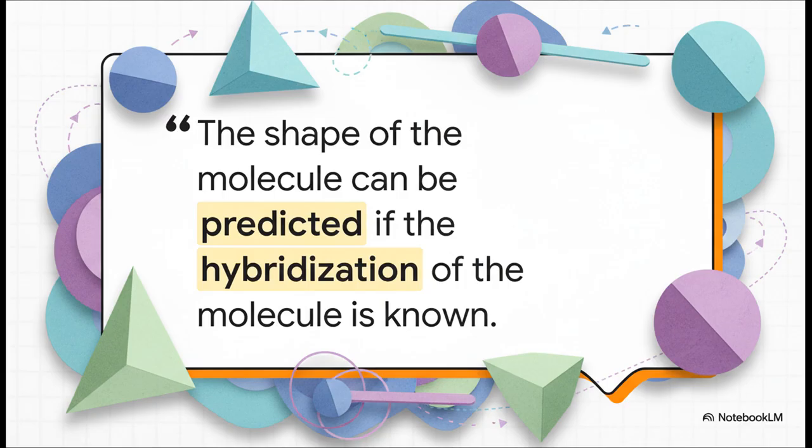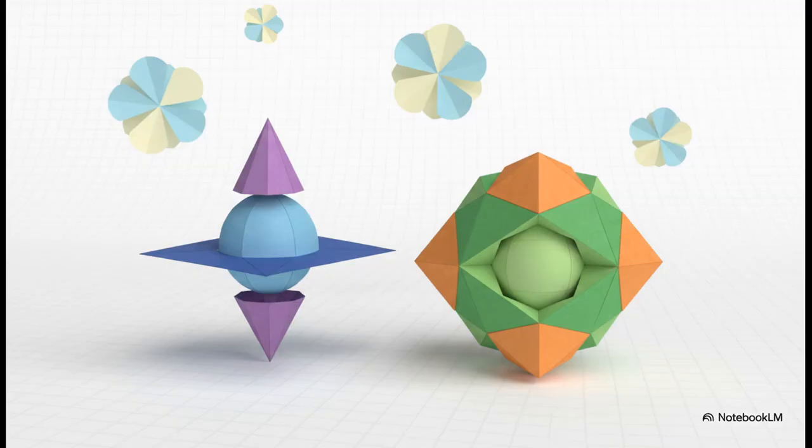And the predictive power is just incredible. If you can figure out the hybridization, you know the shape, period. And believe it or not, it gets even cooler. The theory doesn't stop with just s and p orbitals. For bigger atoms, their d orbitals can jump into the mix, creating even more complex and honestly really beautiful geometries, like these trigonal bipyramidal or octahedral shapes. The same basic principle just keeps on expanding.